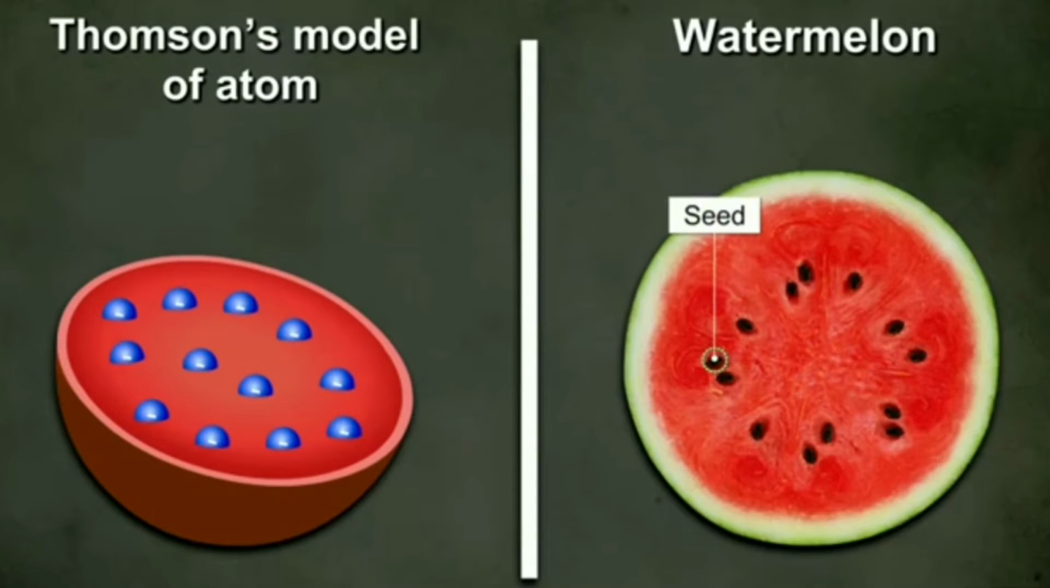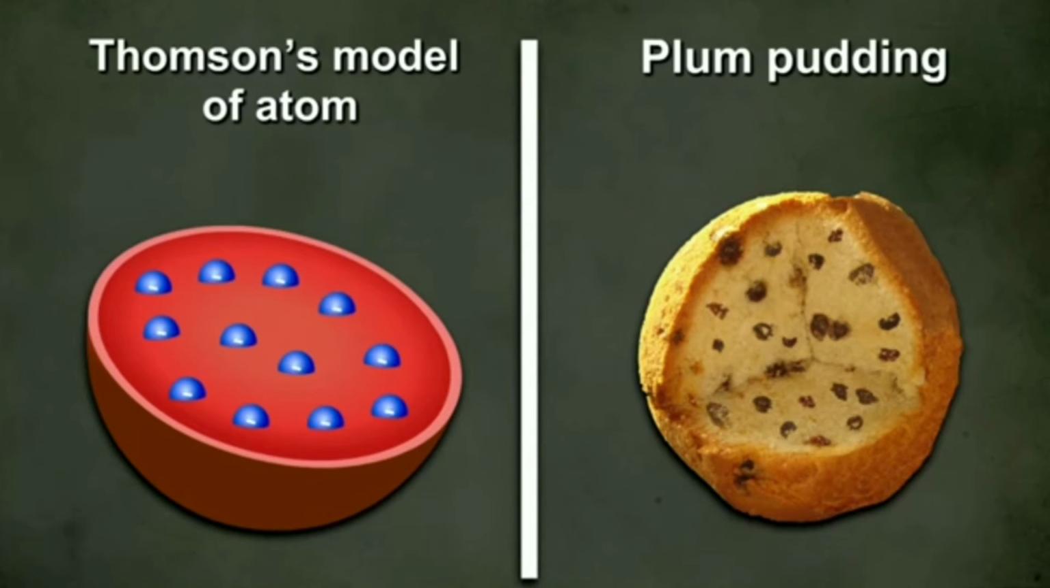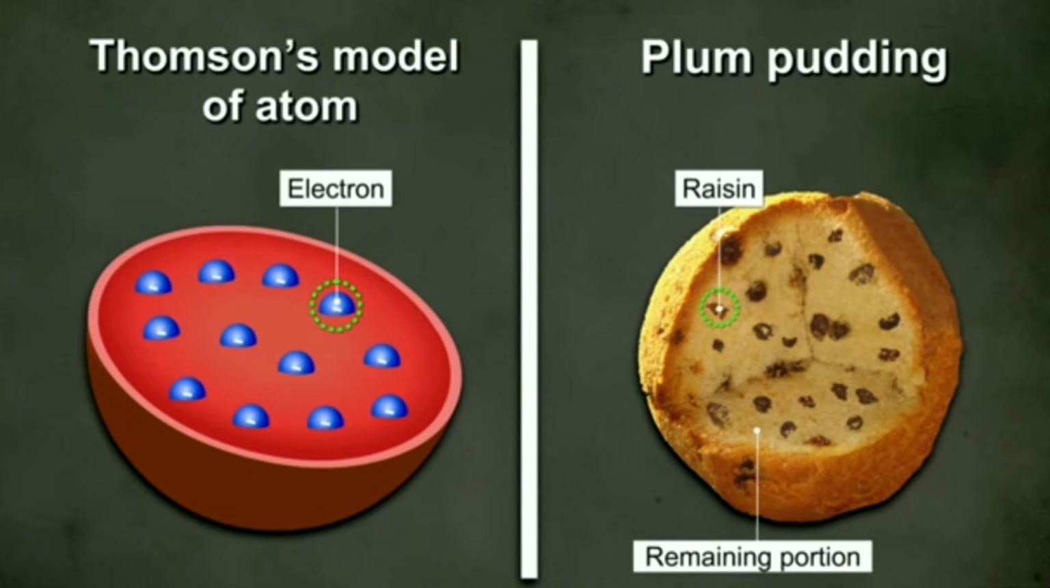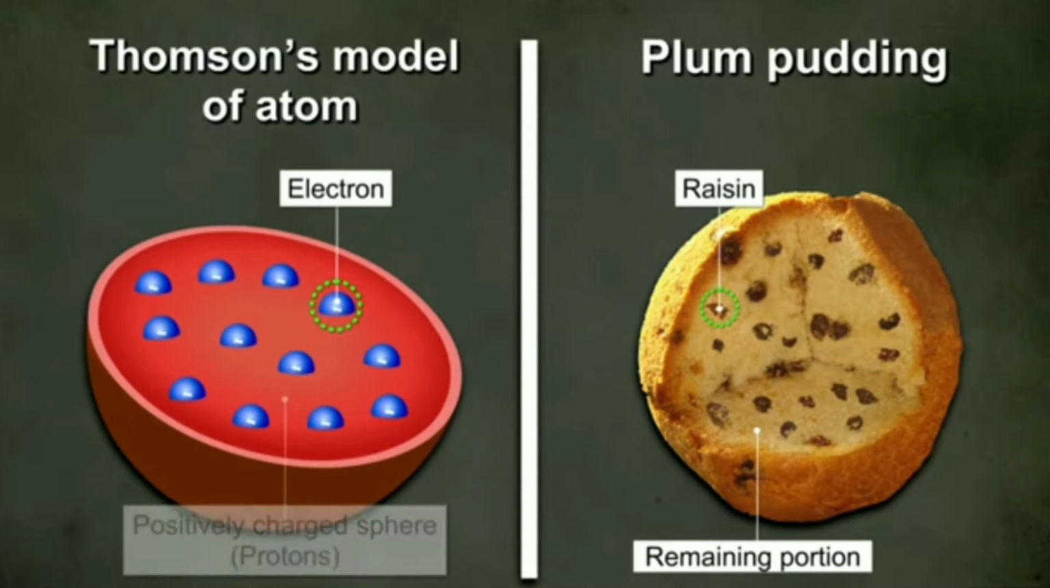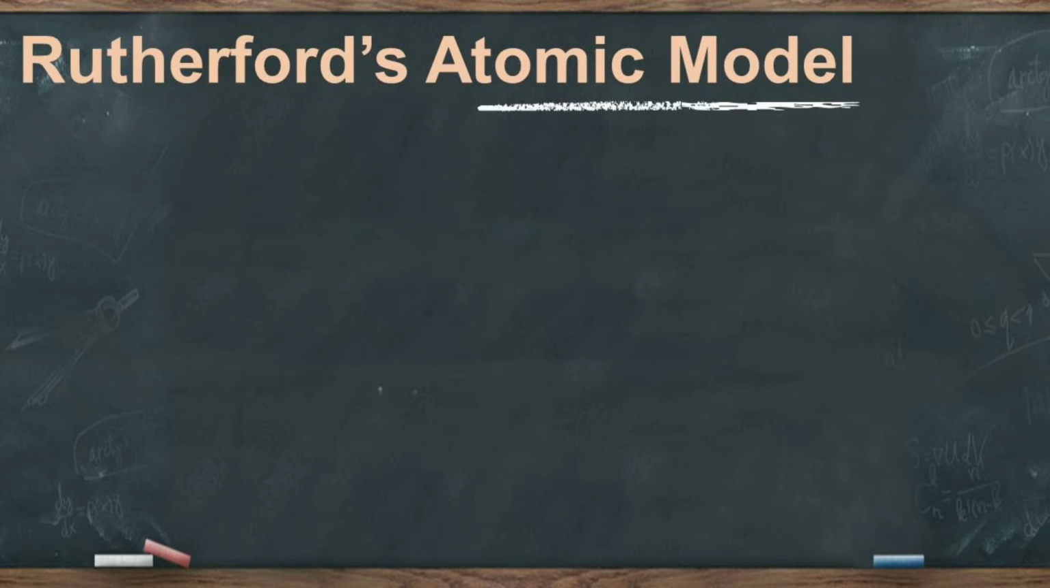The seeds of the watermelon represent the electrons or the negatively charged particles, and the red mass represents the protons or positively charged sphere. Similarly, in a plum pudding, the raisins can be considered as electrons and the remaining portion can be considered as the positively charged sphere. But afterwards, with the discovery of the nucleus by Rutherford, Thomson's model was no longer valid.